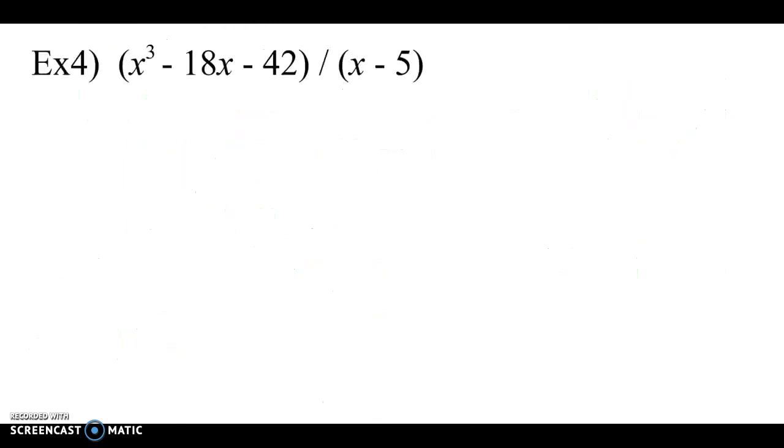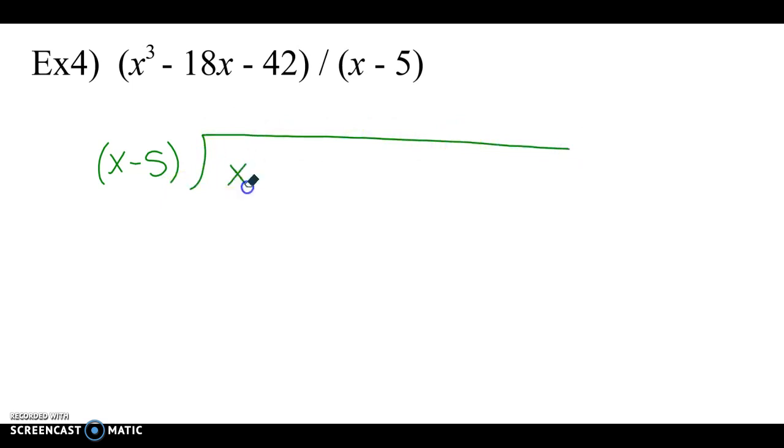Okay. Let's do one more of these together, and then you're going to have one on your own. So here we go. The small one goes in front, so the linear binomial is what we're dividing by. The big one goes underneath. Now this one is a little bit different.